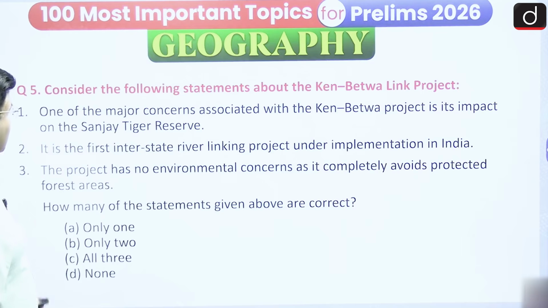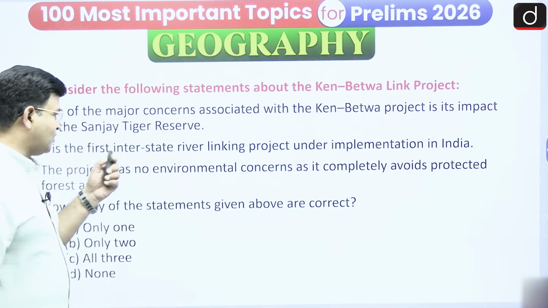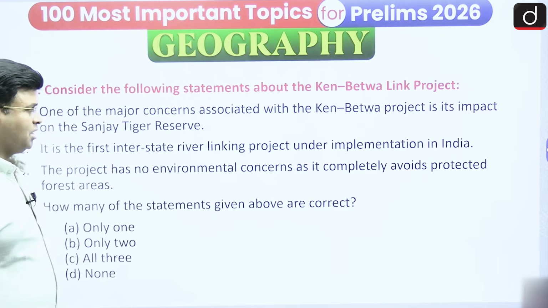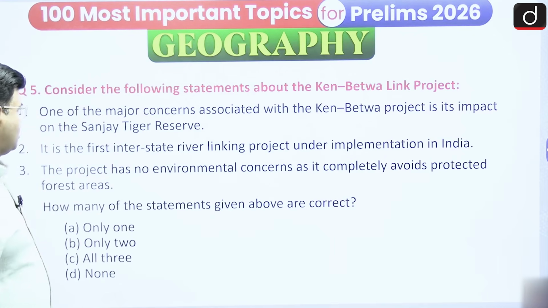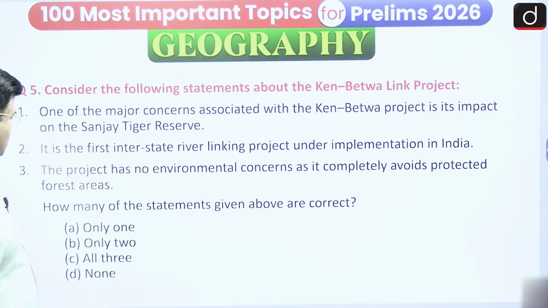Next, consider the following statements about the Ken-Betwa link. One of the major concerns associated with the Ken-Betwa project is the impact on the Panna Tiger Reserve. Did I mention the tiger reserve? That we have to see. It is the first interstate river linking project under implementation in India. So yes, you have to see whether it is right or wrong, that the project has no environmental concern as it completely avoids protected forest areas.